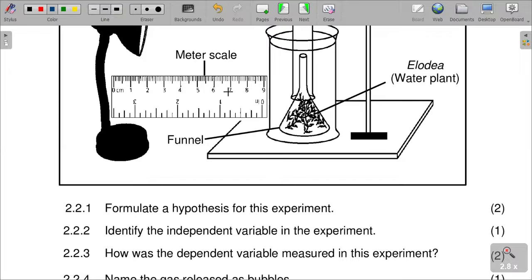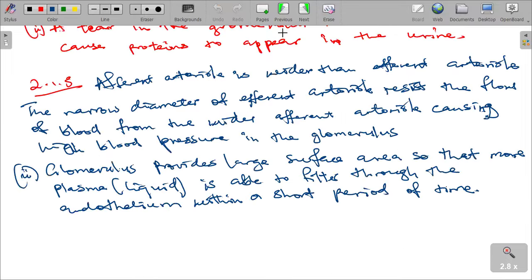So our question here is saying 2.2.1. Let's just confirm something quickly.